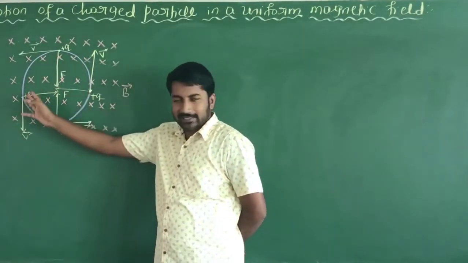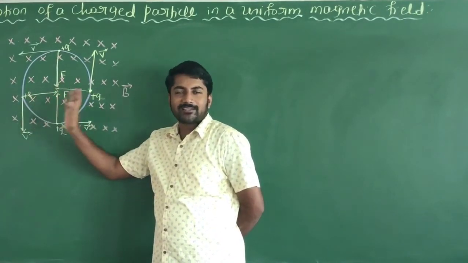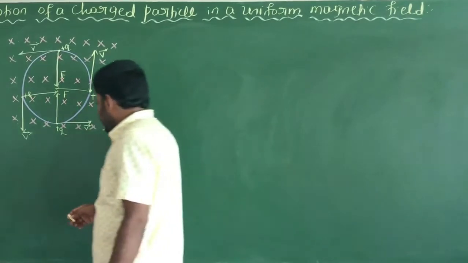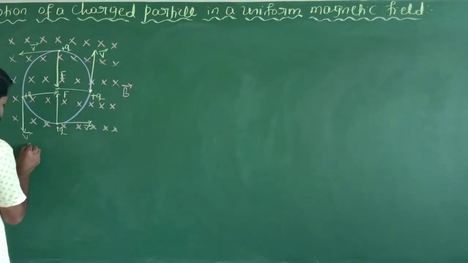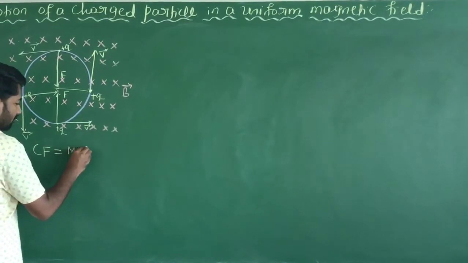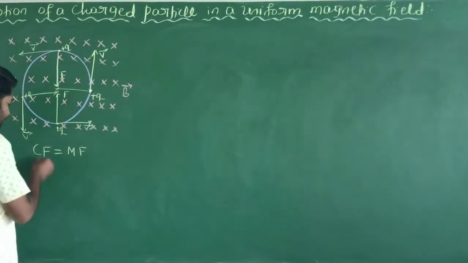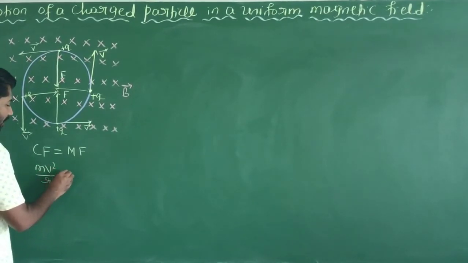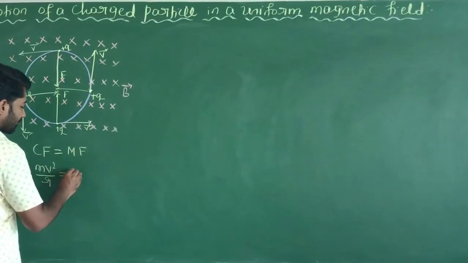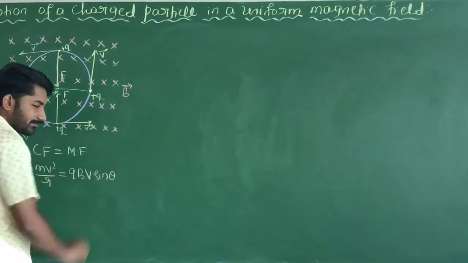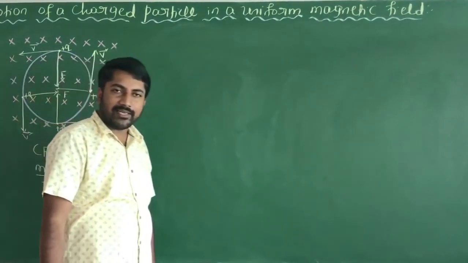Due to this force, the charged particle moves in a circular path, and the force provides the necessary centripetal force. We know the formula: centripetal force is equal to magnetic force. The centripetal force formula is mv squared divided by r. So mv squared divided by r is equal to the magnetic force equation, q b v sin theta.